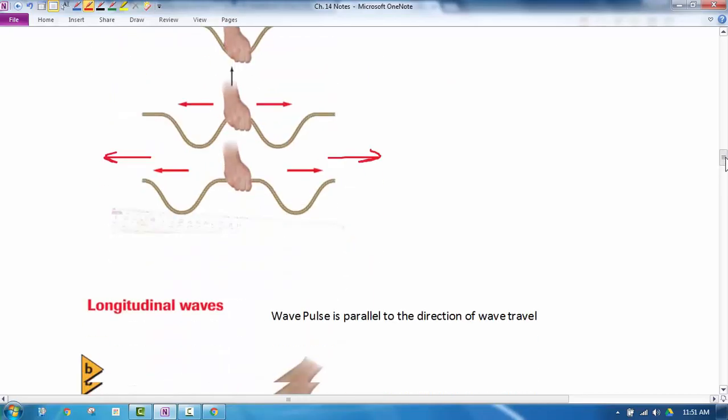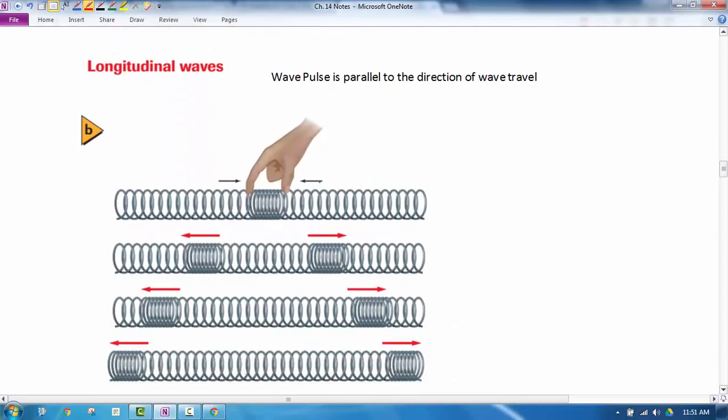The next type of wave is a longitudinal wave. An example of that would be if you had a slinky and you compressed part of the slinky and let it go. What happens is the wave pulse that you made is parallel to the direction of wave travel in that case. Like a sound wave would be a great example of that. So this is very similar to a sound wave. So we would call that a longitudinal wave.